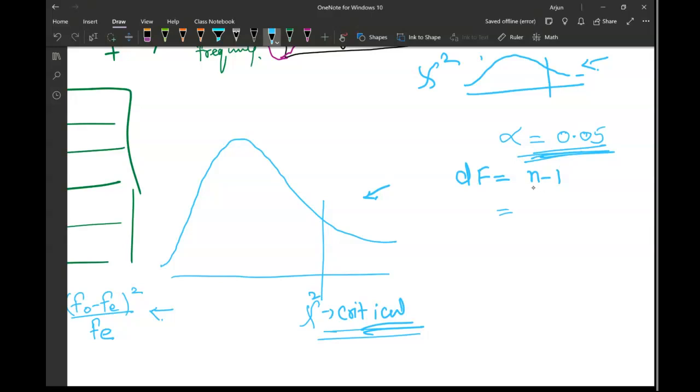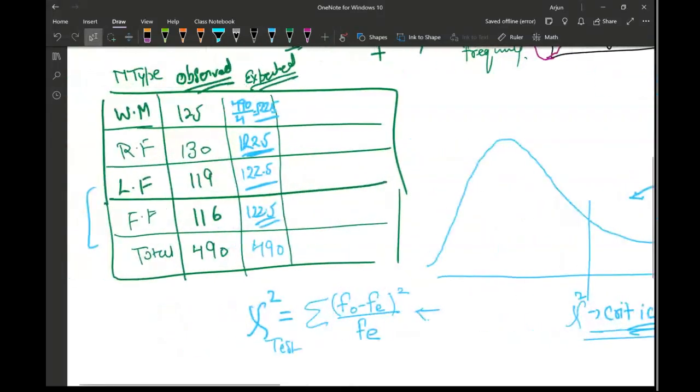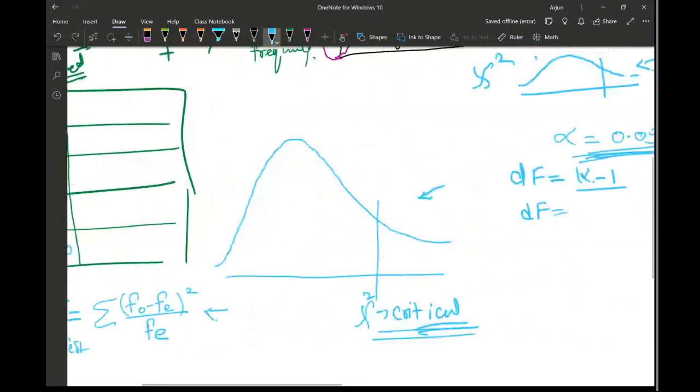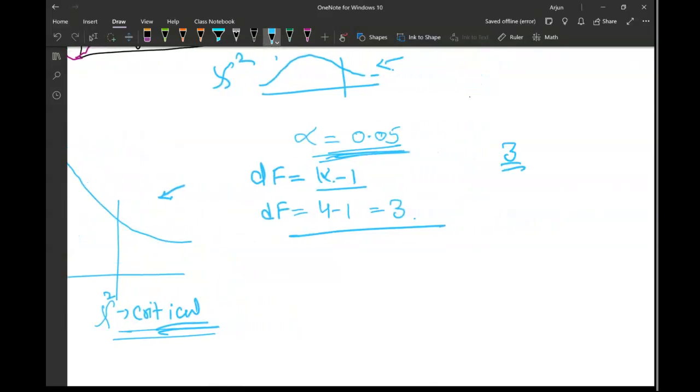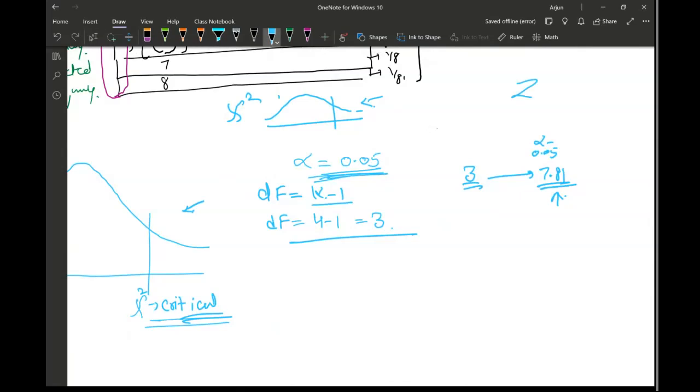N minus 1, or k minus 1 shall I say in this case, because there are k categories. The number of categories is 4, because there are 4 types of milk, 1, 2, 3, 4. So that will be 4 minus 1, which is equal to 3. Corresponding to degree of freedom 3 and alpha value of 0.05, you will look for the value on the table. It will come out to be 7.81 on the chi-square distribution table. Don't look into the z table or t table, look into the chi-square table.